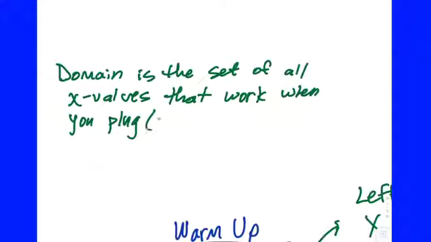And by work, I mean what? That give you an output. How about that? So now we can kind of think of the domain as inputs. And you plug in a number, and you evaluate it, and you get an output. It didn't work for 0, but it works for everything else.